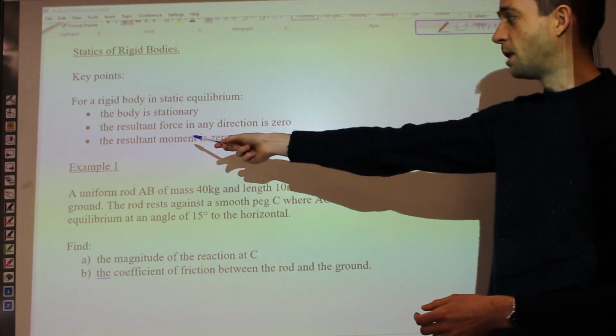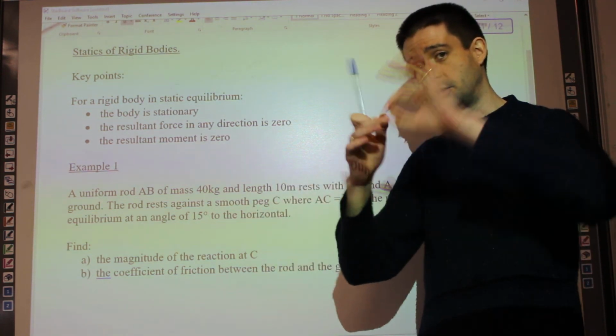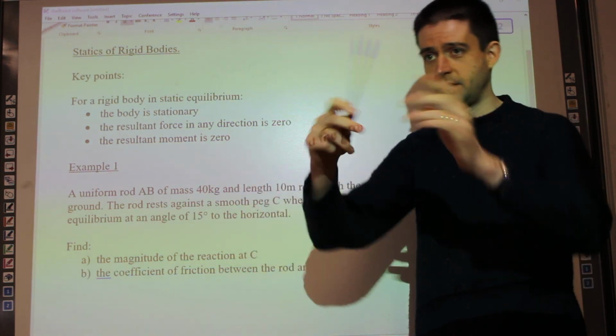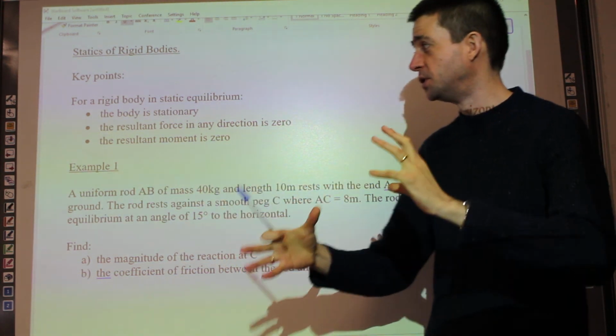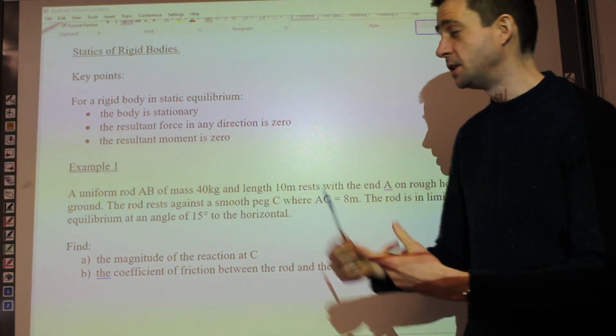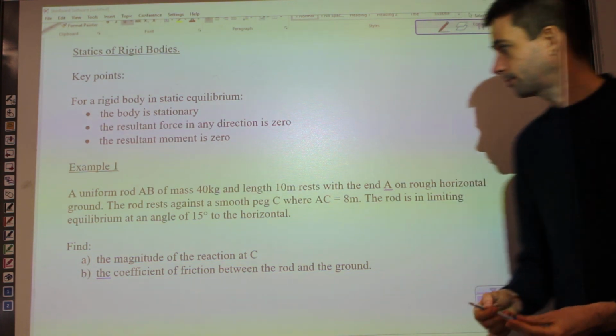Similarly, the resultant moment is zero, and what that means is that you can pivot on any point along the bar and the resultant moment, clockwise, anti-clockwise, will balance out to zero. So that's the things that we need to know to be able to do these kind of questions. What I'm going to do now is just take you through example 1.